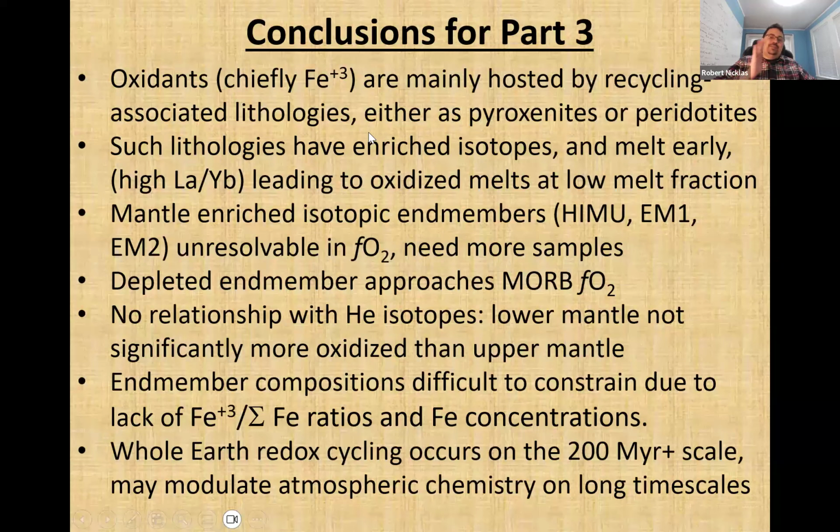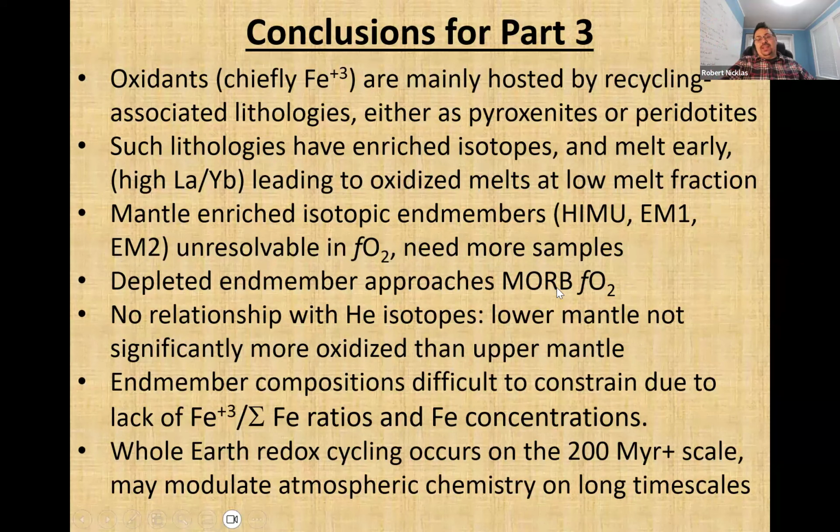And so this is my last bit, conclusions. We know oxidants are mainly hosted by recycling-associated lithologies, either eclogites, pyroxenites, peridotites, which we know to exist in the mantle. And that such lithologies have enriched isotopes. They melt early, so at low melt fraction. They get oxidized melts at low melt fraction. And what we know from this is that our isotopic end members, high mu, EM1, EM2, are unresolvable from each other in FO2. We need more samples. We have very high mu samples, but EM1 and EM2, we don't have enough samples.